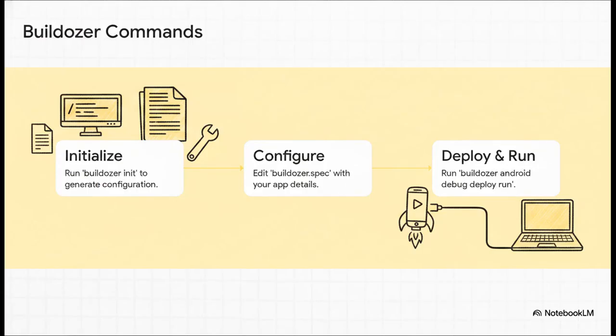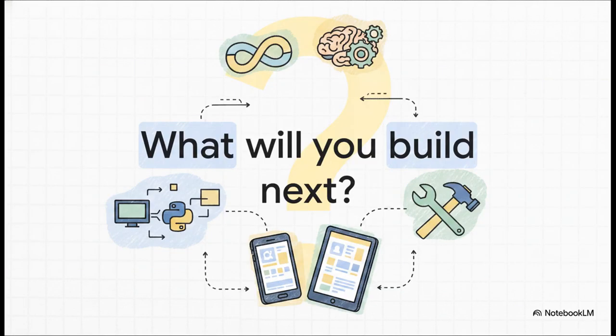If you're on a Linux or macOS terminal, it really just takes 3 commands. First up, you run buildozer init to generate a configuration file. Then, you open up that buildozer.spec file to name your app and tweak its parameters. Finally, you plug your phone in via USB and run buildozer android debug deploy run. That single command compiles the code, builds the Android package, sends it right to your device, and launches it automatically. It's practically magic.